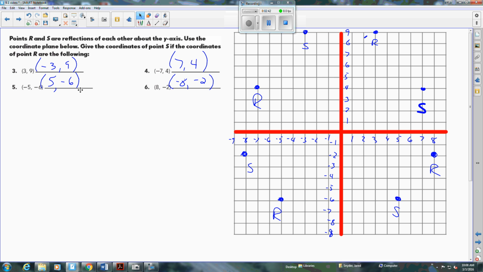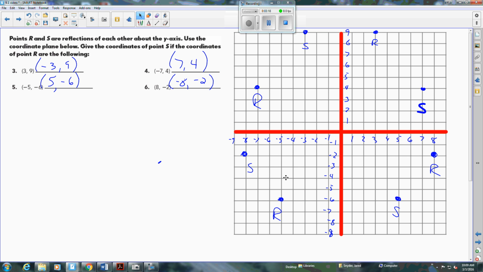Some of you have figured out that if we're reflecting over the y-axis, we just change the x value. And if you're reflecting over the x-axis, you just change the y value. That's one way of doing it. It's perfectly fine. So if we look at this, R is 3 spaces to the right of the y-axis, then you move 3 places to the left. R is 1, 2, 3, 4, 5, 6, 7 spots to the left of the y-axis, then the S would be 7 to the right.